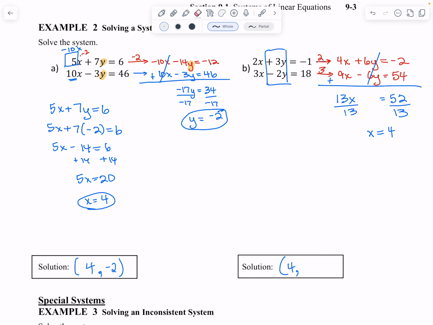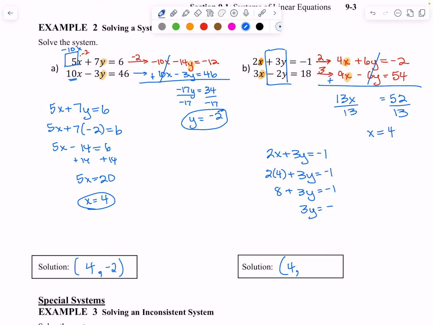I still need a y value, so I can plug it into, I've got 4 places that I could choose from. I'm just going to choose the first one. Doesn't really matter which one you choose. And I'm going to plug in my 4 for my x. And no matter which one I choose, I should get the same exact number. So when I subtract my 8, I get a -9 on that side, divide by 3, and I get a -3. So it should cross at (4, -3).